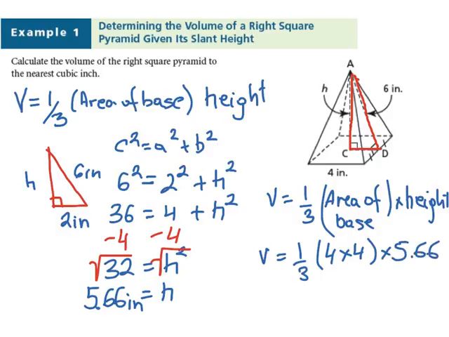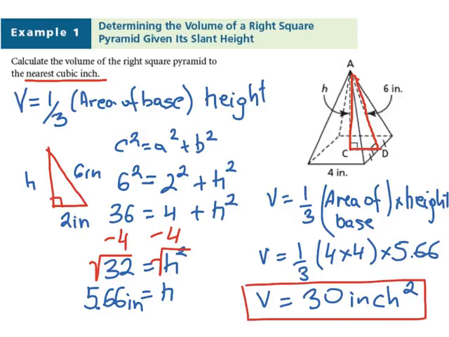30 cubic inches. And take a look at the question. It asks for the nearest cubic inch. That's why we rounded off to 30 inches, because it was originally 30.16. And we round down to 30 because the 0.16 is smaller than 0.5.